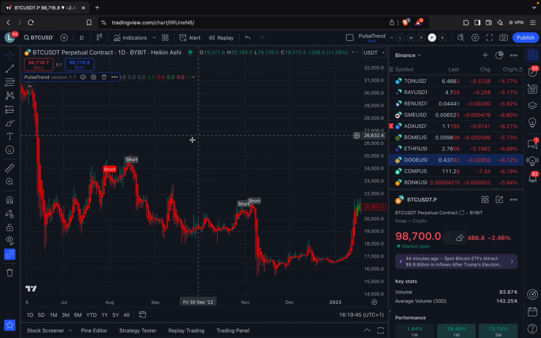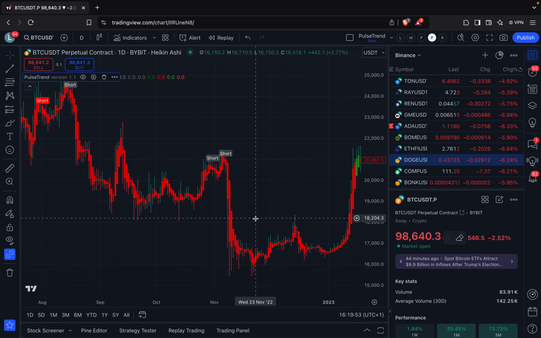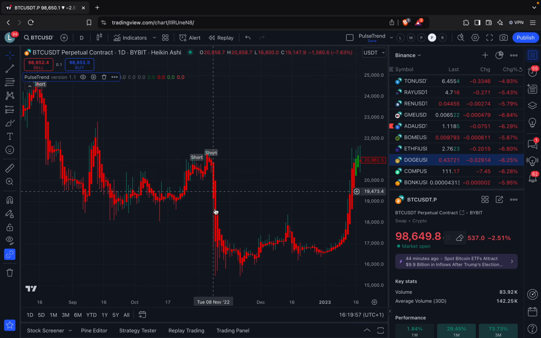And here we see our short signals. Strong short signal here, neutral here, price went down, followed up by two more short signals, and the price dropped down very significantly here.